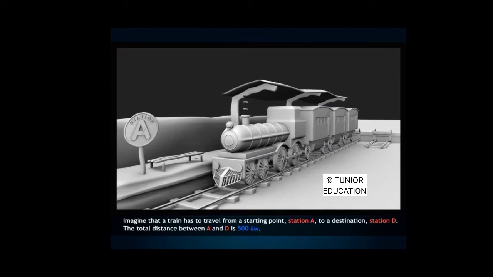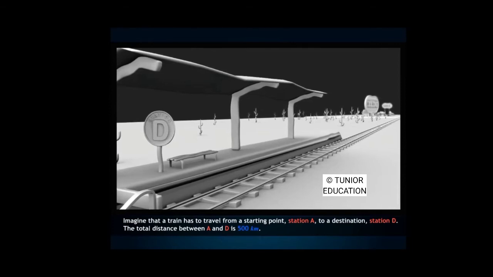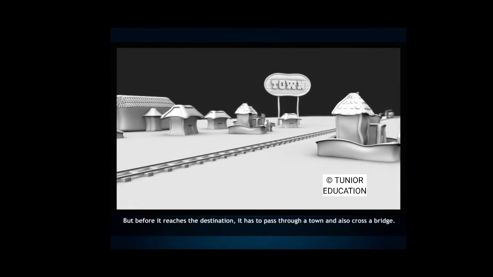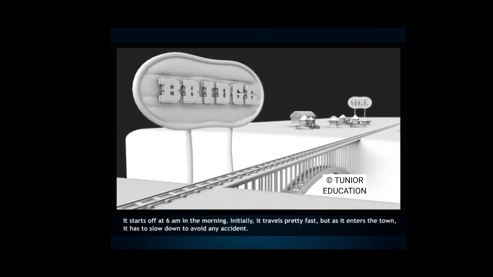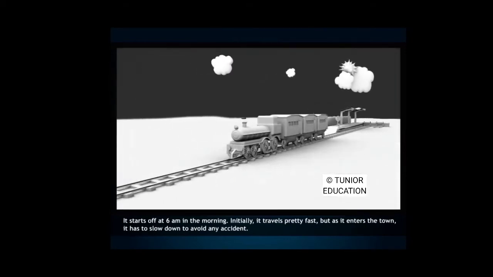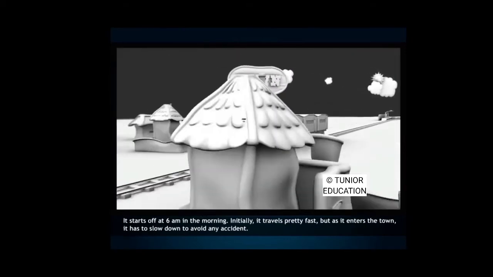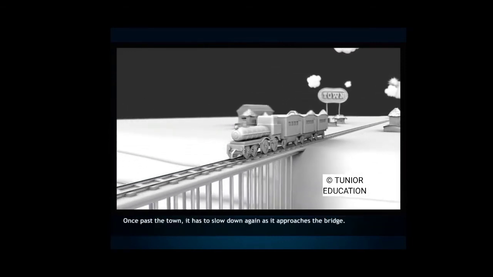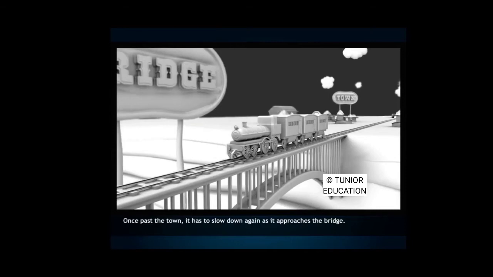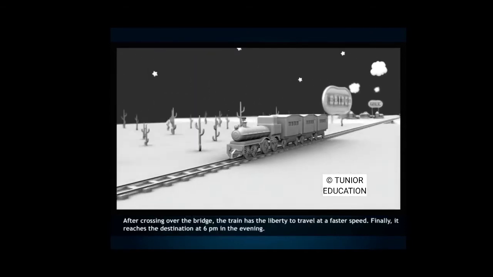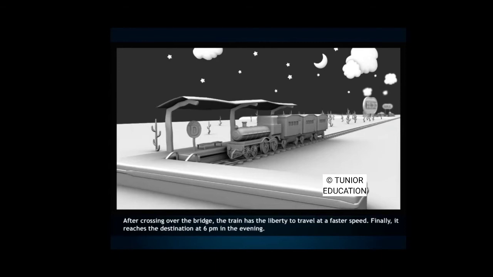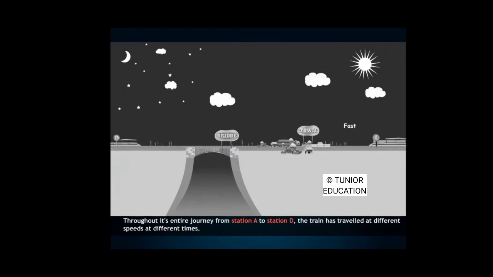Imagine that a train has to travel from a starting point, station A, to a destination, station D. The total distance between A and D is 500 kilometers. But before it reaches the destination, it has to pass through a town and also cross a bridge. It starts off at 6 a.m. in the morning. Initially, it travels pretty fast, but as it enters the town, it has to slow down to avoid any accident. Once past the town, it has to slow down again as it approaches the bridge. After crossing over the bridge, the train has the liberty to travel at a faster speed. Finally, it reaches the destination at 6 p.m. in the evening. Throughout its entire journey from station A to station D, the train has traveled at different speeds at different times.